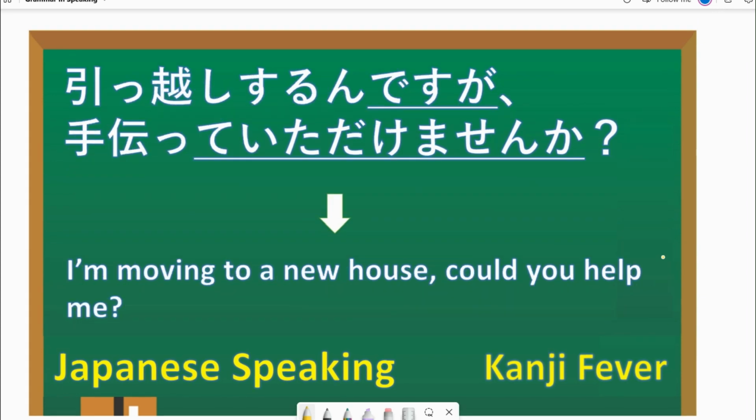Next. 引っ越しするんですが、手伝っていただけませんか？ Again, if you check here, 手伝う is a verb, and the te form of that is 手伝って, and then our pattern いただけませんか？ So, could you please help me? For what reason? 引っ越しするんです。It means I'm moving from one house to another house. So in that case, could you please help me?